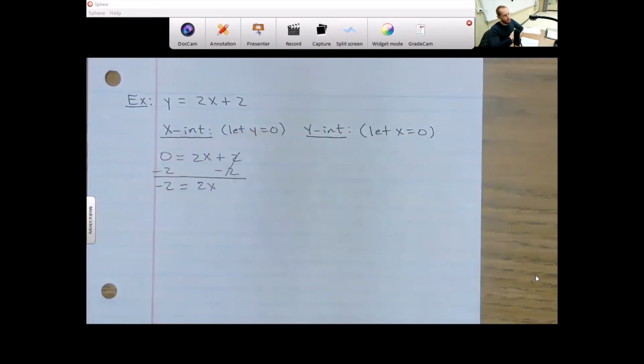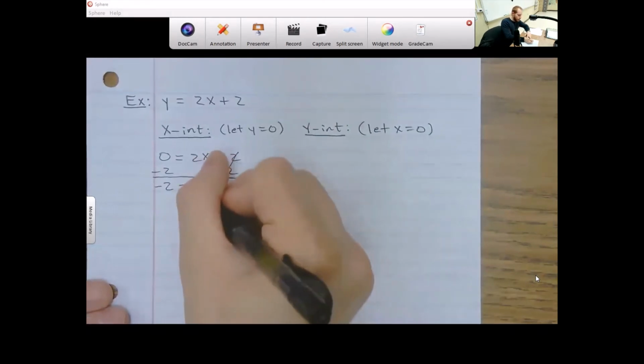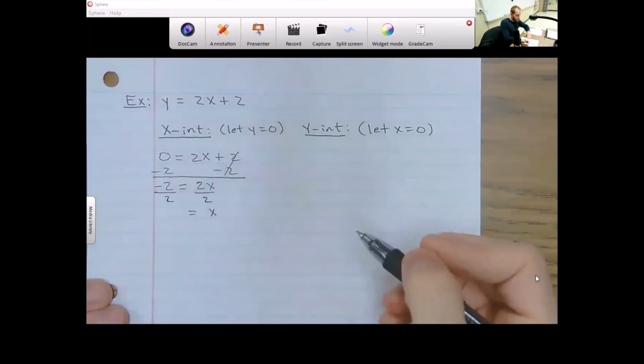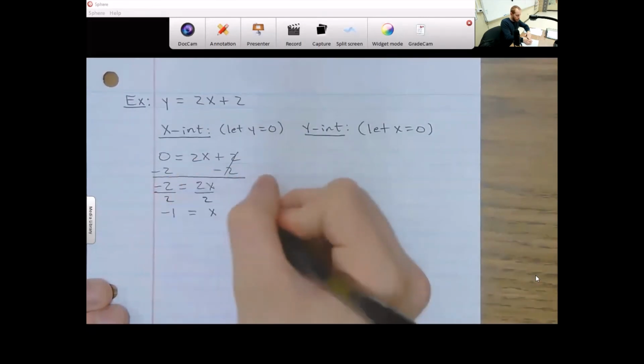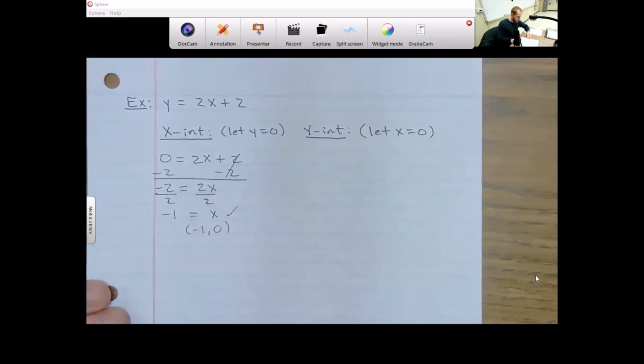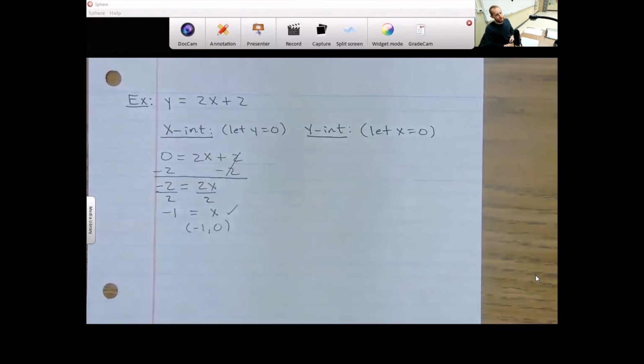Good. So now, how can I get x by itself on the right side? Well, I got to get rid of that 2 out in front. But how do I do that? Well, since it's multiplying, I need to divide both sides by 2. So you pretty much already knew that. And I get negative 2 divided by 2 is negative 1. So (-1, 0) is my x-intercept. Okay? So not too difficult. You're letting the opposite variable be 0 and just going from there, right?